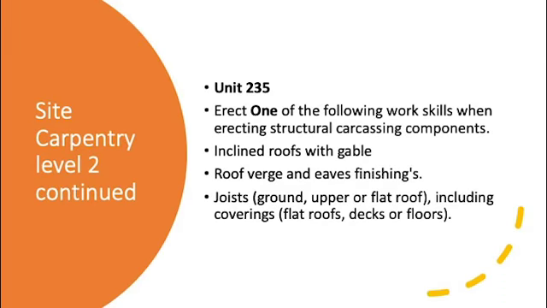Slide 3 is site carpentry level 2 continued. These are optional units which you can choose. Out of 5 optional units which are listed on this slide, which continue on to slide 4, it just gives you a little overview on what's required. Unit 235, which is structural, we're only required to erect one of the following, and you can choose from inclined roof with gables, roof joinery finishes, joist, ground, upper floor and coverings.